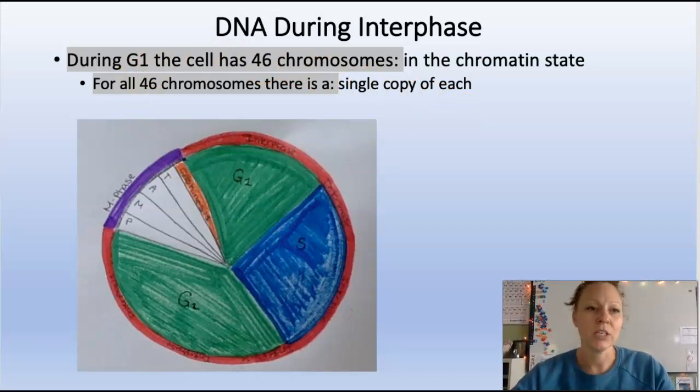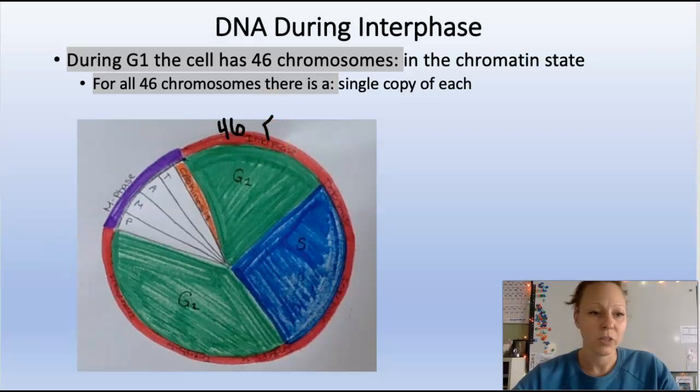So here in G1, we have 46 chromosomes. And remember that they're in the chromatin state. They're relaxed. And so here we have 46 chromosomes. Let me draw this out. 46 chromosomes. And let's just draw this one line right here. Our DNA looks like that. It's a line, just like that.